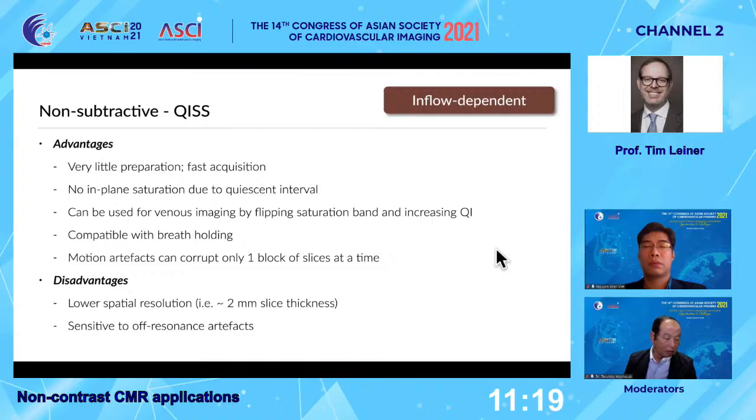Disadvantages are it's not an isotropic 3D technique. It has a lower spatial resolution in the slice orientation, and it is sensitive to off-resonance artifacts.